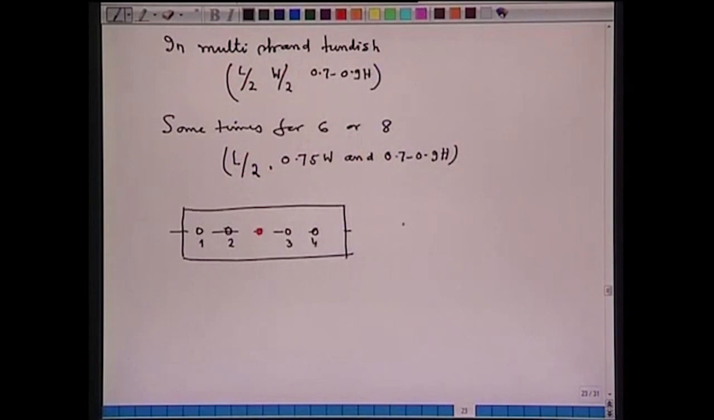So, if I number them 1, 2, 3 and 4, I will call 2 and 3 nearer to the ladle stream, whereas 1 and 4 are farther from the ladle stream. All the 4 strands are placed below 1, 2, 3 and 4. So, if there is a variation in temperature and chemical composition, then the strands will be dissimilar, and hence that precaution is to be taken.